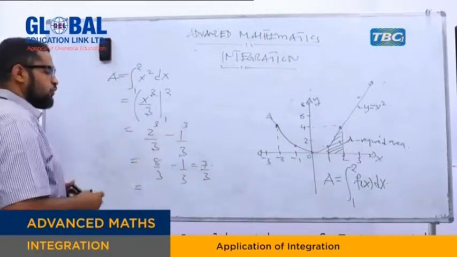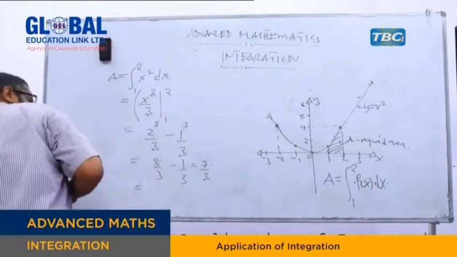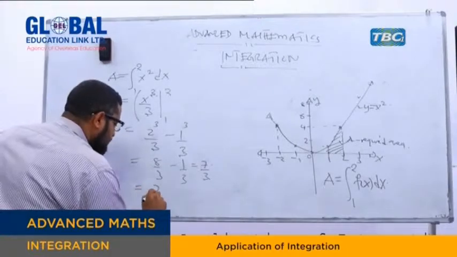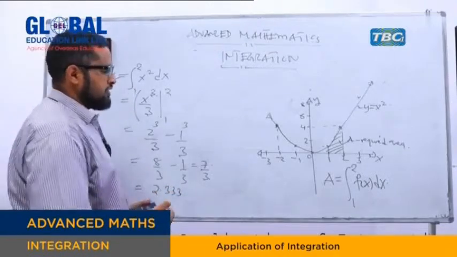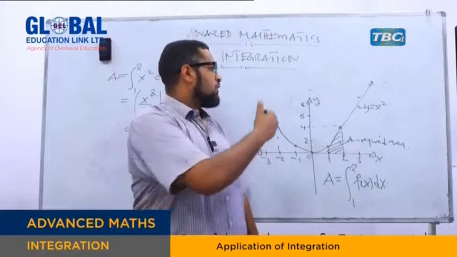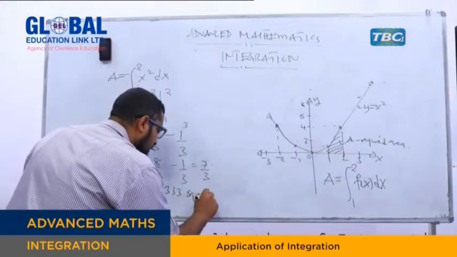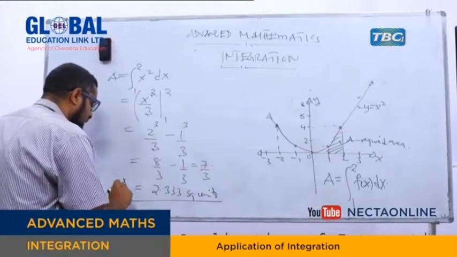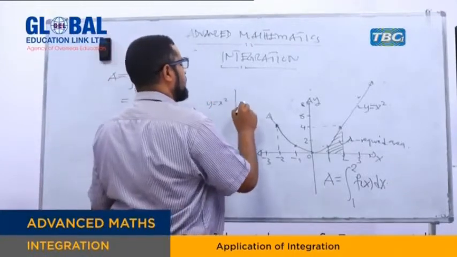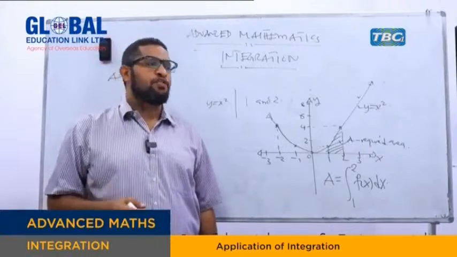So from there, you can use your calculator to simplify and leave your answer in decimal places. Seven divided by 3, so we'll get 2.333. But how do I write? Because I remember area is measured in square units. But here we are not given either the centimeter or the kilometer or whatever. So here you just write only square units. That will be the area of the function y equal to x square in the interval of x from 1 and 2. So my dear student, that is how to find the area of such kind of a curve.